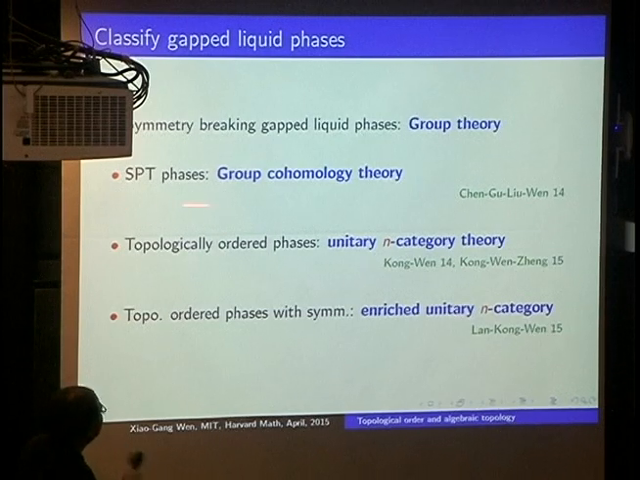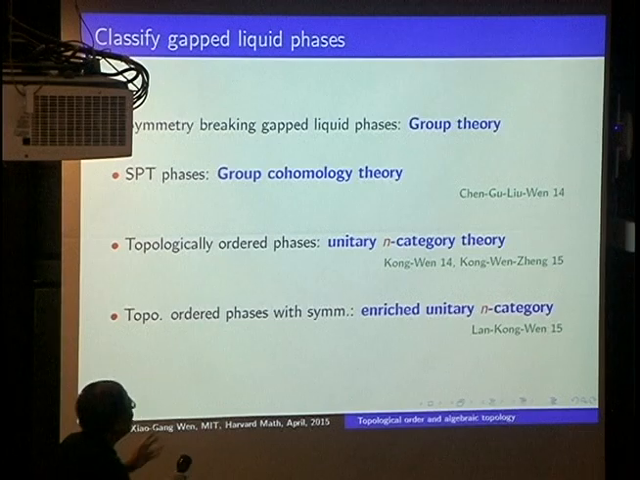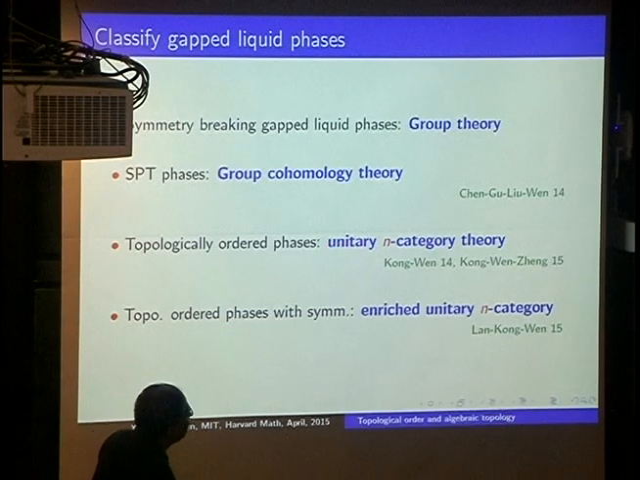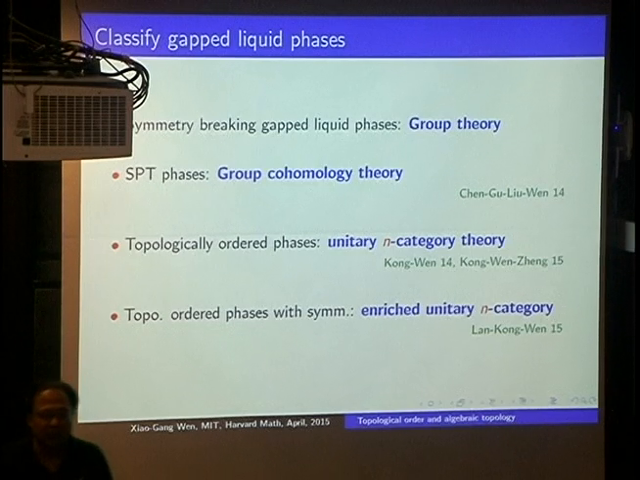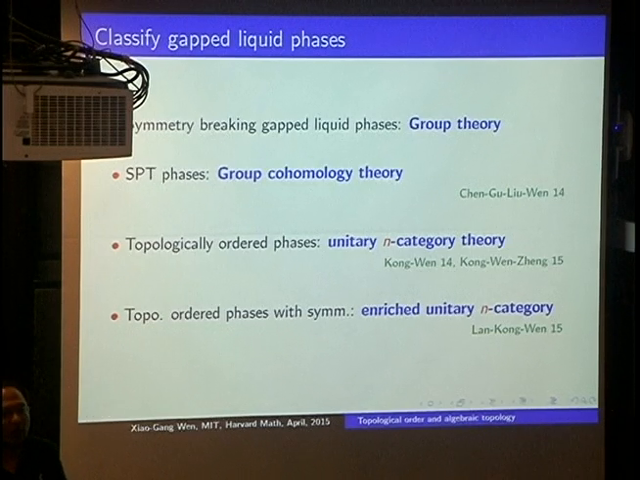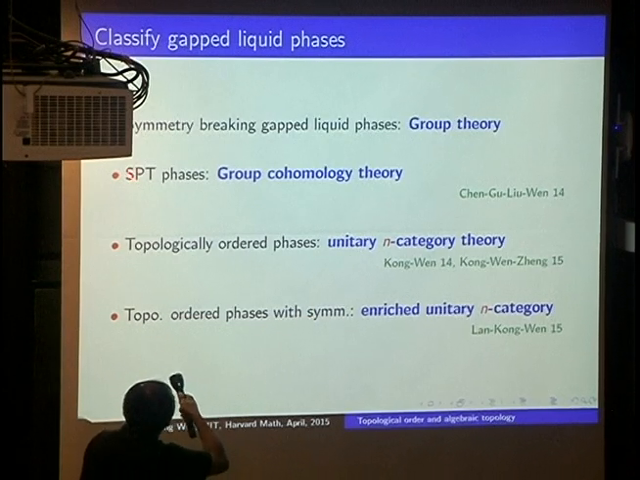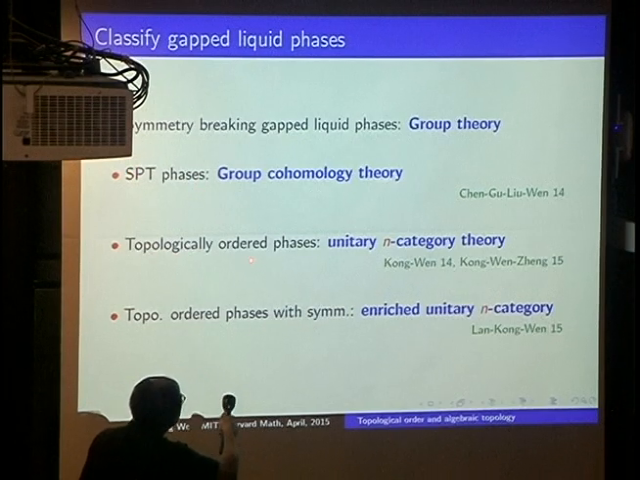And SPT phase is group cohomology. The topological order is like a trivial wheel. But actually, in higher dimensions, it turns out we believe it's a unitary n-category theory. We try to develop this kind of theory, whether some unitary n-category theory actually classifies topological order. And this is topological order without symmetry.